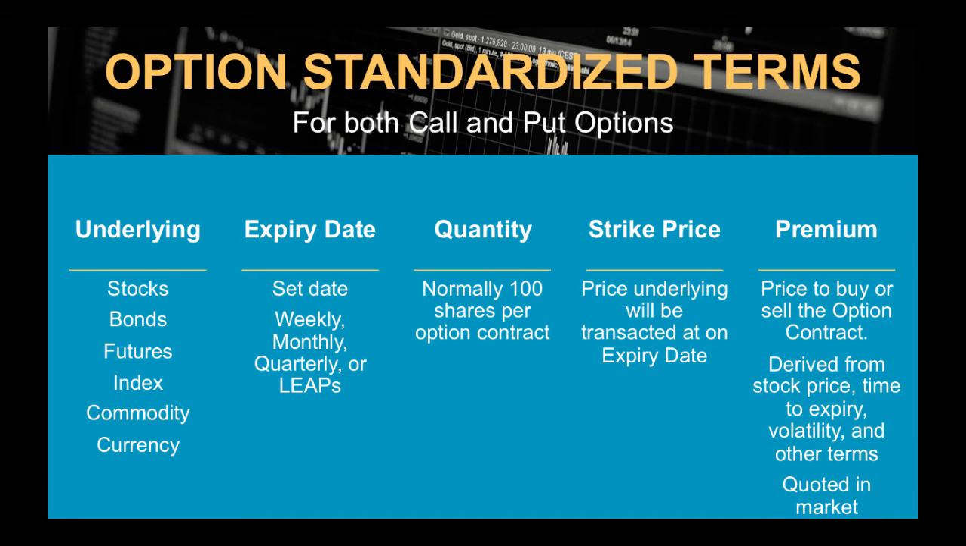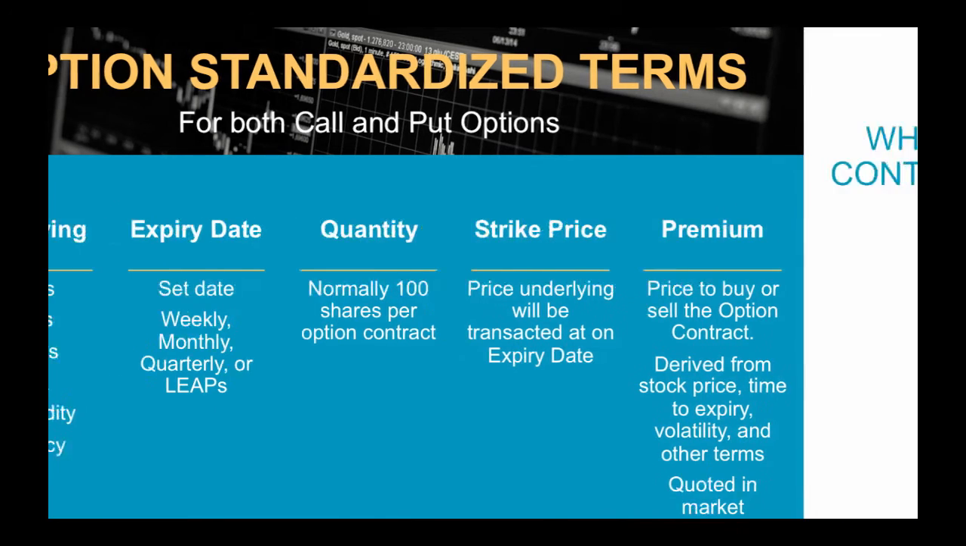And finally, we have the option premium. This is the price at which you would buy or sell the option contract. The value of the premium is derived from various factors, such as the current stock price, how much time is left until expiry, what volatility the option has, and there are a few other terms as well. This option premium is quoted through the options market.